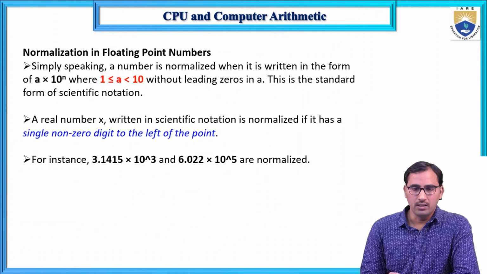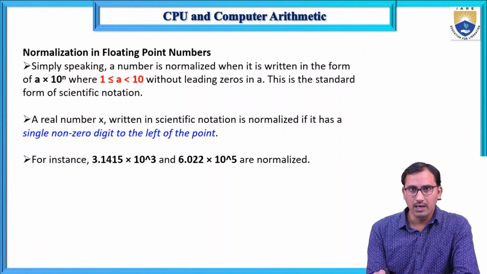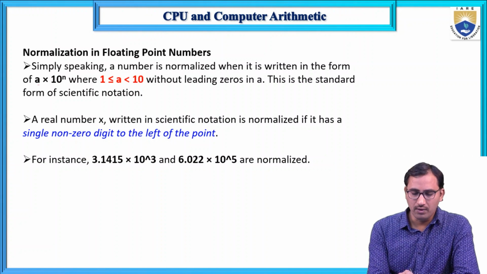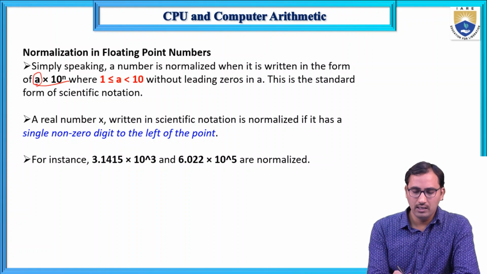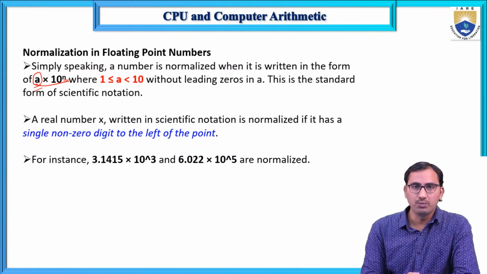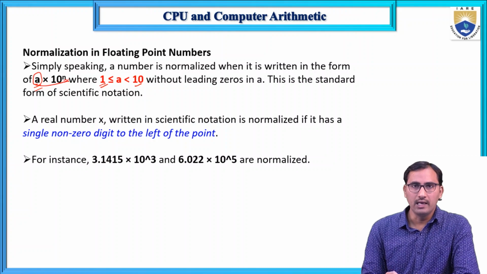After scientific notation, we will see normalization, that is, normalization in a floating point number. Simply speaking, a number is normalized when it is written in the form A × 10^N, where A is the mantissa and N is the exponent. Here the A value should be greater than or equal to 1 and less than 10, without leading zeros in A. That means A should not contain any leading zeros.